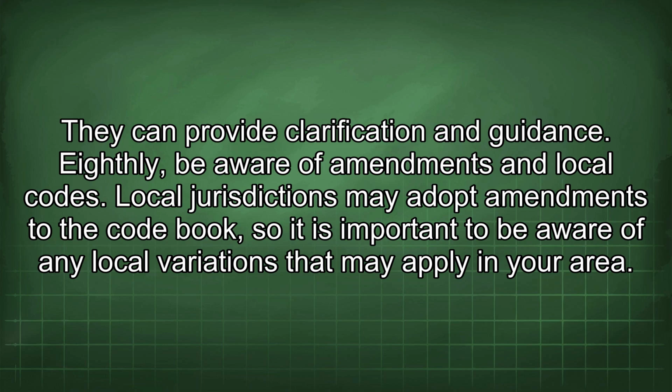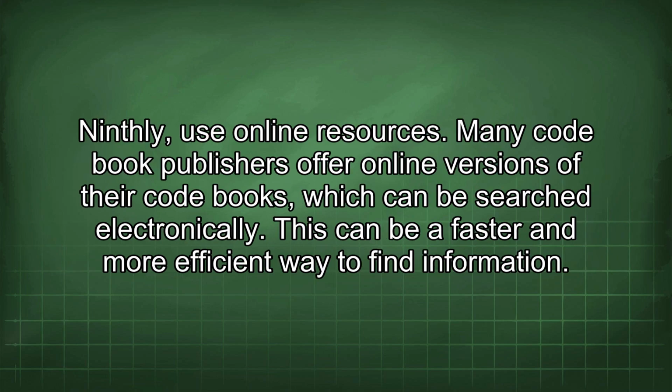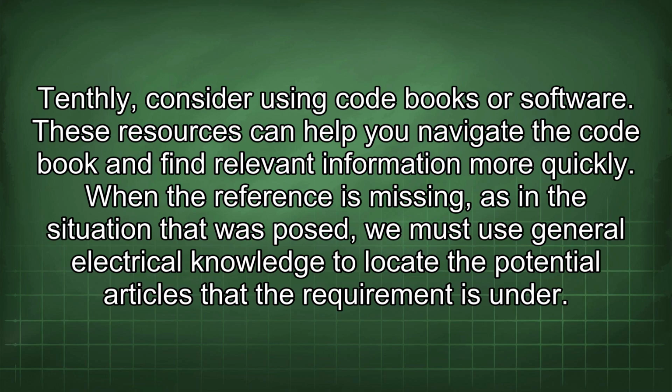Eighthly, be aware of amendments in local codes. Local jurisdictions may adopt amendments to the code book, so it is important to be aware of any local variations that may apply in your area. Ninthly, use online resources. Many codebook publishers offer online versions of their codebooks, which can be searched electronically. This can be a faster and more efficient way to find information. Tenthly, consider using codebooks or software. These resources can help you navigate the codebook and find relevant information more quickly.